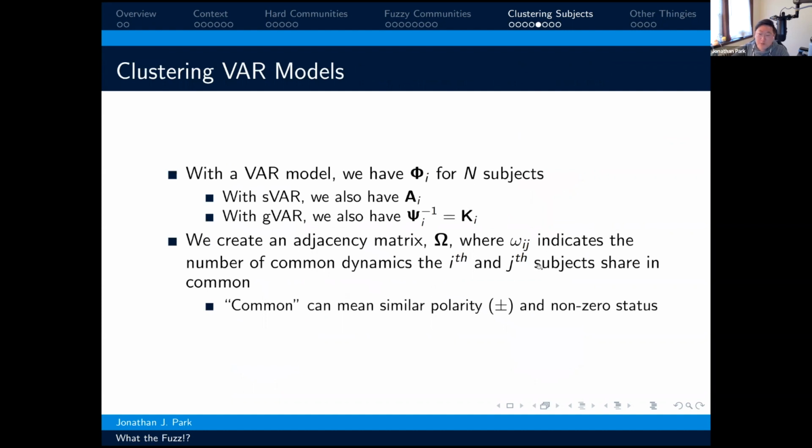Then each cell is populated, and generally, when I say common, our definition is usually polarity and non-zero status. So are we the same in the sign? Is my autoregression positive, and is your autoregression positive, or is it negative? And then also, is it non-zero? That's generally how we'll do clustering. This is applicable across almost all of these different ways of clustering VAR models in some way, with nuance. There are obviously differences across them, but generally this is what the solution tends to be.